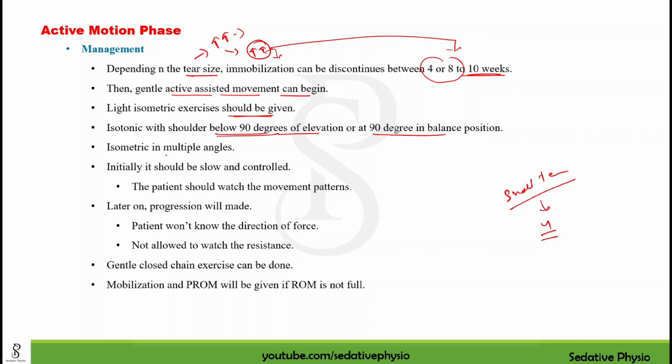Now isometrics at multiple angles can be given to increase the strength, to maintain the muscle integrity, the joint integrity, and basically to increase the active range of motion. Initially it should be slow and controlled. The patient should watch the movement patterns. Initially the isometric contraction at multiple angles will be very slow and very controlled, and the patient will watch the movement pattern in the mirror.